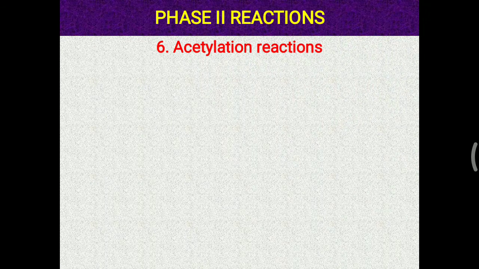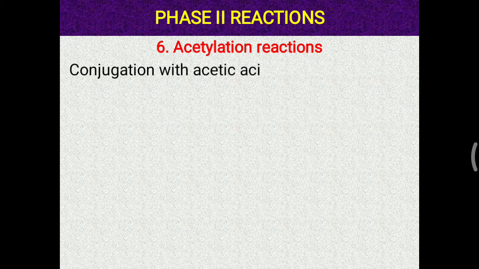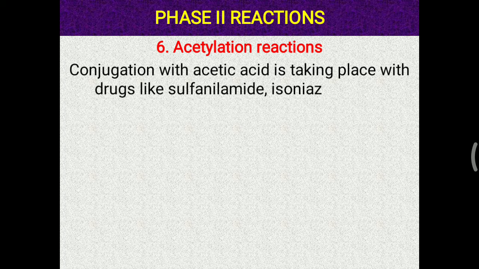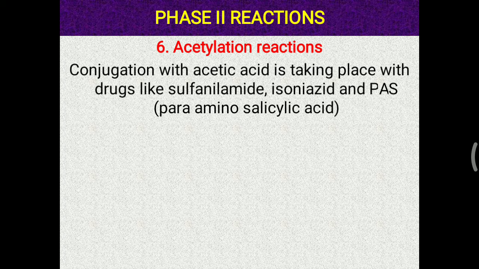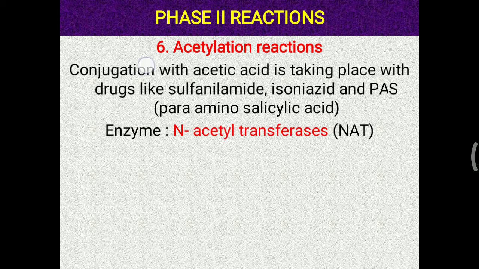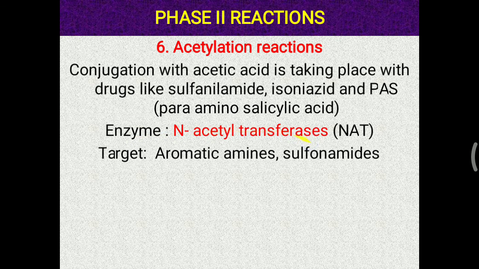Now the next reaction in phase 2 is the acetylation reaction. Conjugation with acetic acid takes place with drugs like sulfanilamide, isoniazid and PAS, para-amino salicylic acid. Isoniazid is a commonly given drug in tuberculosis. The enzyme for this acetylation reaction is N-acetyl transferase, which transfers the acetyl group so that the particular xenobiotic or drug gets the acetyl group. Aromatic amines and sulfonamides are the commonly targeted molecules to which the acetyl group will be attached.